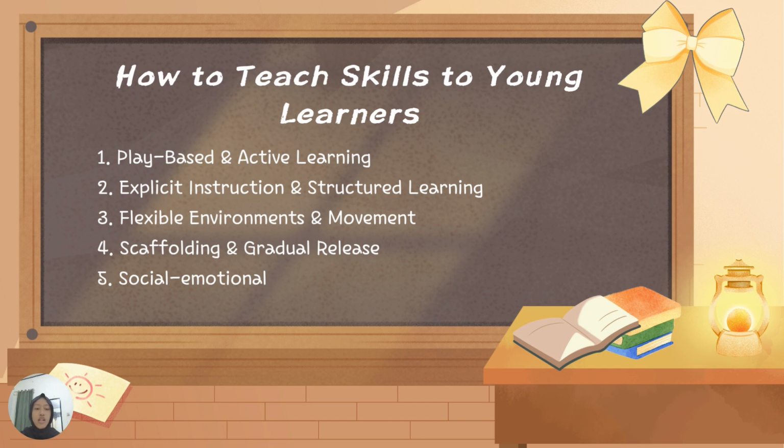Alright, the next material is how to teach skills to young learners. The first is play-based and active learning. Play-based learning integrates curriculum goals into imaginative, hands-on activities. Children learn by doing, by experience, and interacting through play. Active learning, such as group problem solving, discussion, and sensory exploration, engages attention, enhances memory, and builds fine or gross motoric skills.